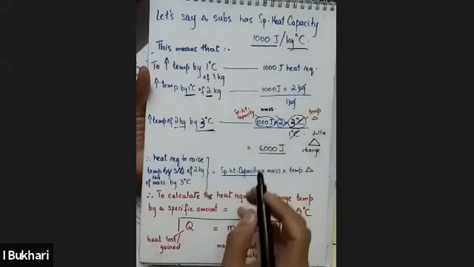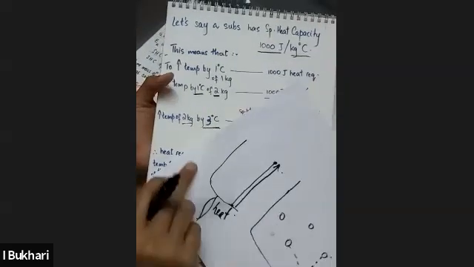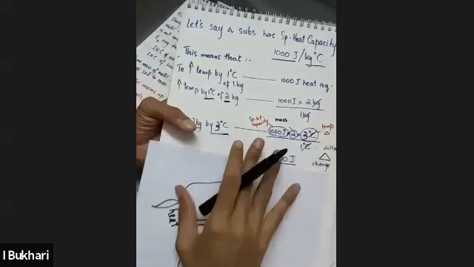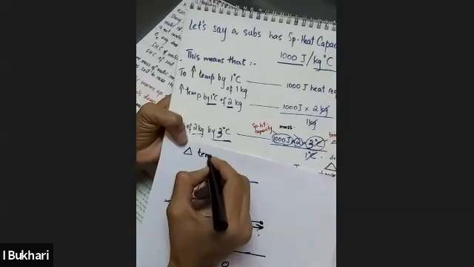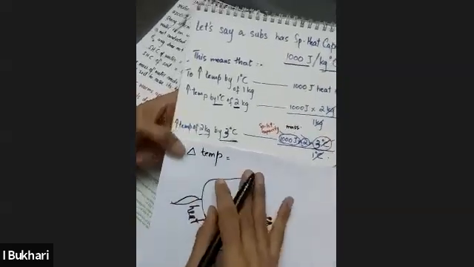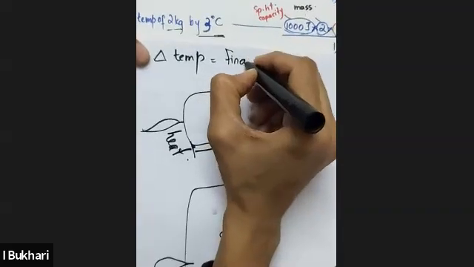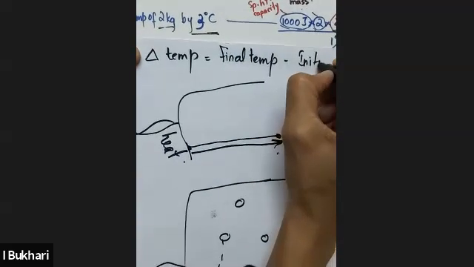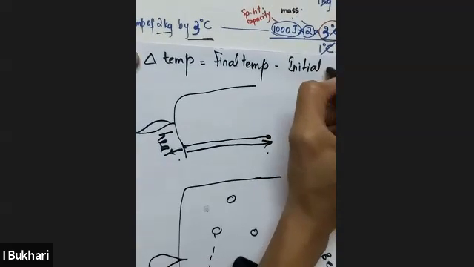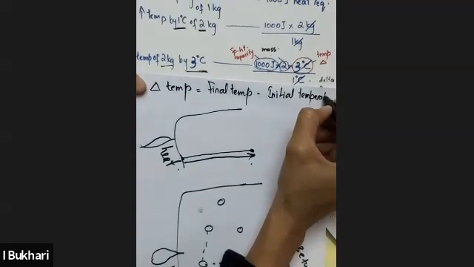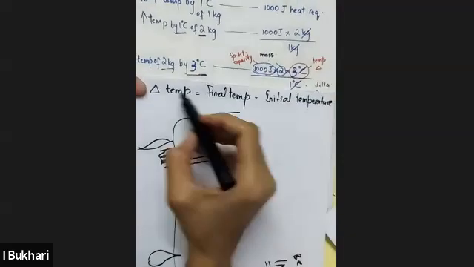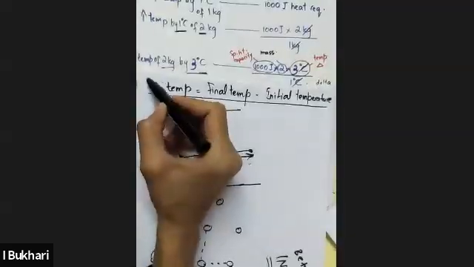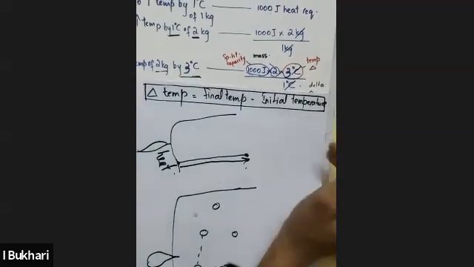Okay, how will you calculate the change in temperature? Change in temperature is always calculated as final temperature minus the initial temperature. This is how you calculate the temperature change. Final temperature minus initial temperature should give you the change in temperature.